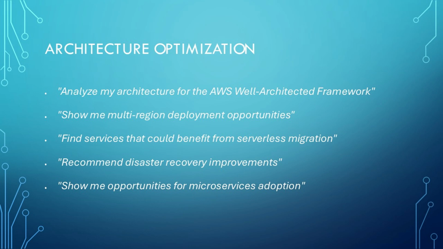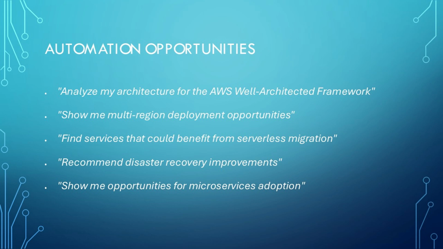I have another one that says, show me multi-region deployment opportunities. Find services that could benefit from serverless migration, right? Maybe you have some EC2s running that can actually become more of a serverless application instead. We can look at automation opportunities. We can say, analyze my architecture for the AWS Well-Architected Framework. Show me multi-region deployment opportunities. Find services that could benefit from serverless migration. Show me opportunities for microservices. And the list goes on there.